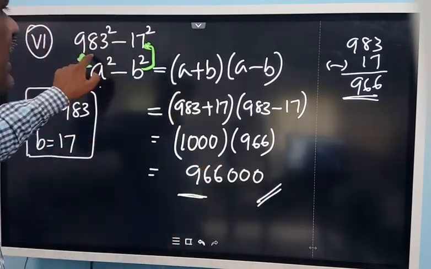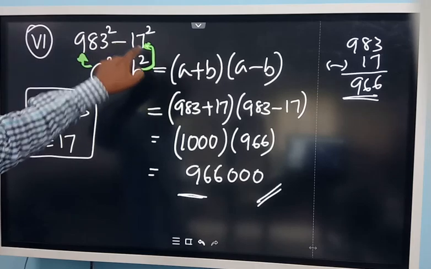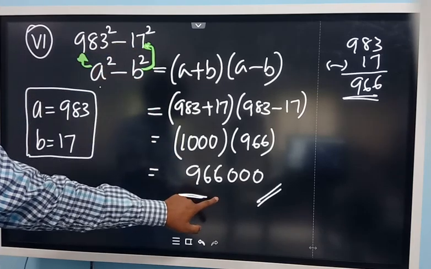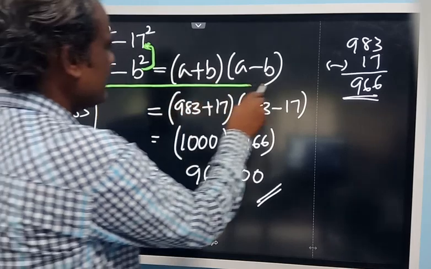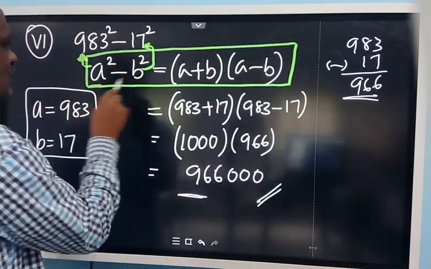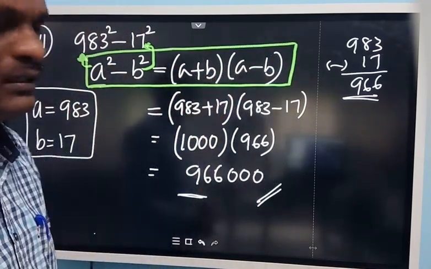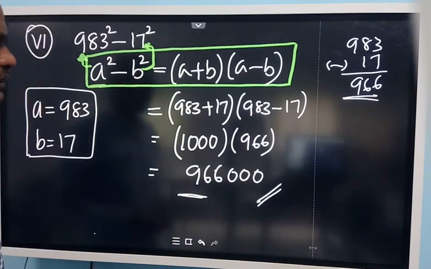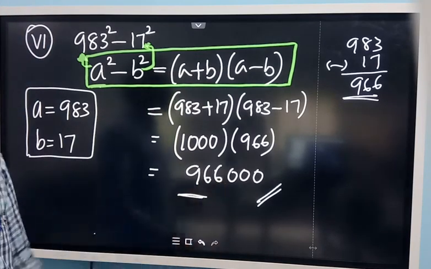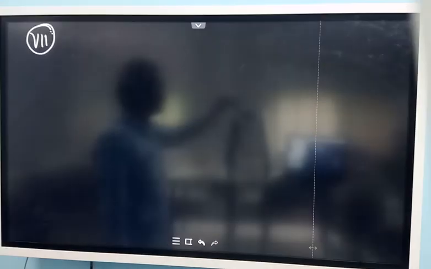If you simplify 983 square minus 17 square, you should get this answer. So this is using the identity a square minus b square is equal to a plus b into a minus b. So the answer is 9,66,000.